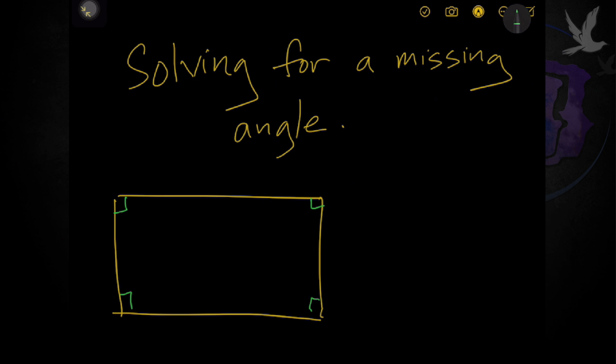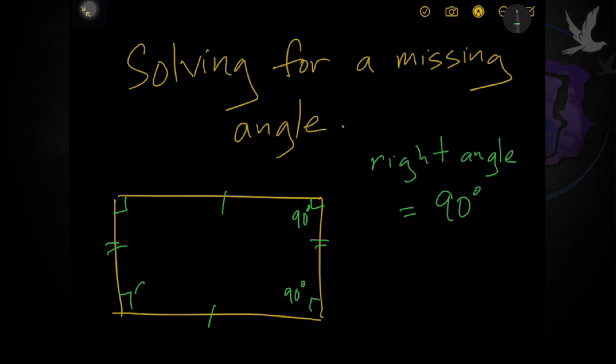Obviously, you can see that this is a rectangle, and in a rectangle, opposite sides are equal in terms of length, and all angles are right angles. Ano nga ba ibig sabihin ng right angle? What do we mean by right angle? It measures how many degrees? 90 degrees, which means this measures 90 degrees, this measures 90 degrees, this measures 90 degrees as well, and this measures 90 degrees as well.